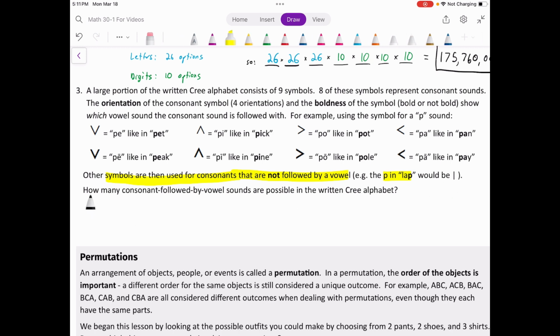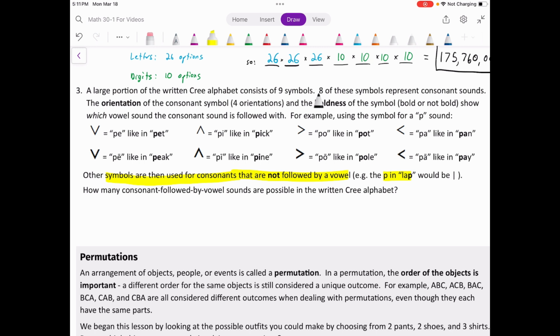Now, what's it actually asking us to figure out here? How many consonant followed by vowel sounds are possible in the written Cree alphabet? Okay, so let's think about this, right? It told us that 8 of the symbols represent consonant sounds. The orientation of that consonant symbol, and there's 4 different ways we could orient it.